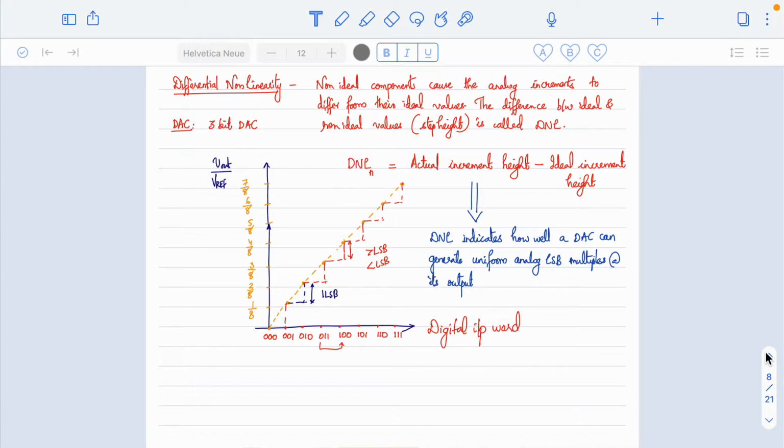So now, differential nonlinearity, what we have seen is with respect to the step height of the analog output whenever there is an input code change. Now, in a similar way, in order to define the linearity of the overall transfer curve of the DAC, we are looking at the transfer characteristics of the DAC, input versus output characteristics, and looking at different non-idealities and how we measure and specify them. That is what we are discussing so far.